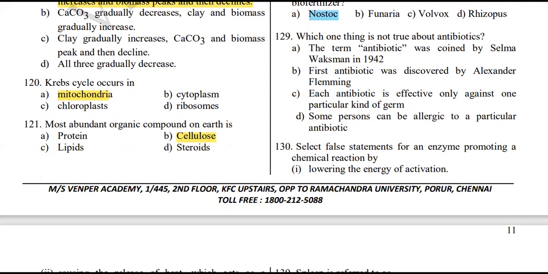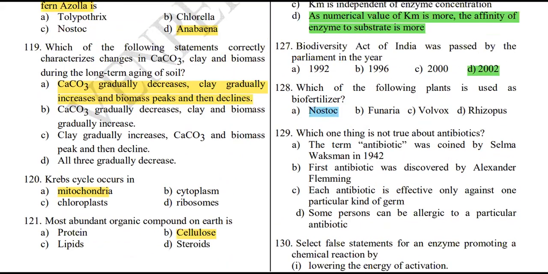The next question, which one thing is not true about antibiotics? Okay, so we know that the term antibiotic was coined by a person called Waksman in 1942, and the first antibiotic is penicillin, and it was discovered by Alexander Fleming. So the first two options are correct, but we have to find out which is not correct. So let's see the last option.